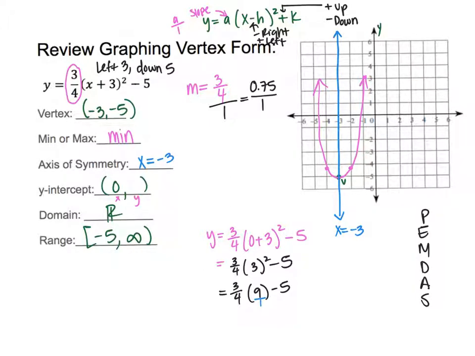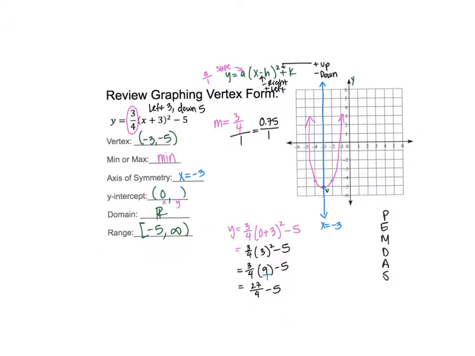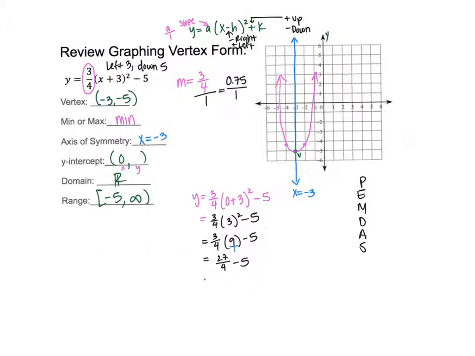So I can multiply 3 over 4 by 9 if I make 9 into a fraction by just putting it over 1. When you multiply fractions, you multiply the top with the top, bottom with the bottom. So 3 times 9 gives you 27 over 4 times 1, which is 4, minus 5. Okay, so at this point here, 27 over 4 is about 6.75.